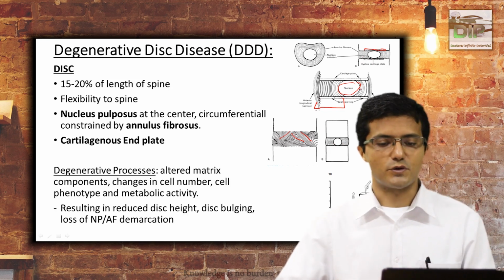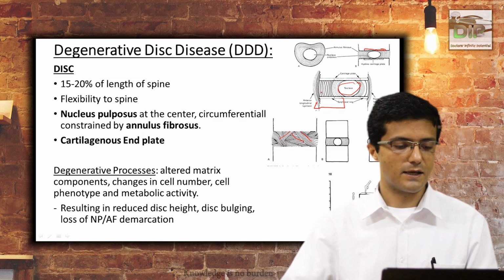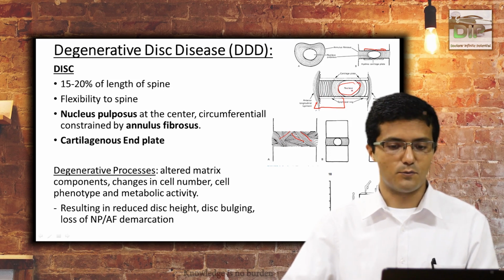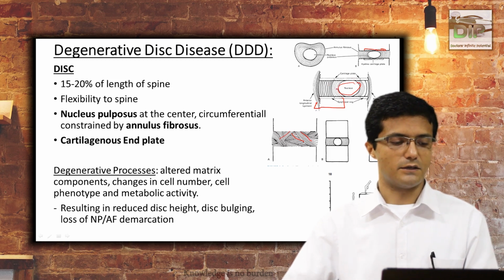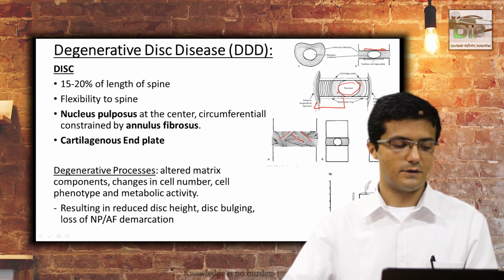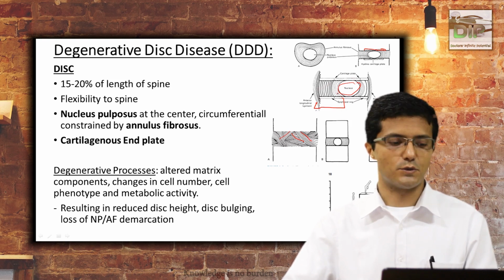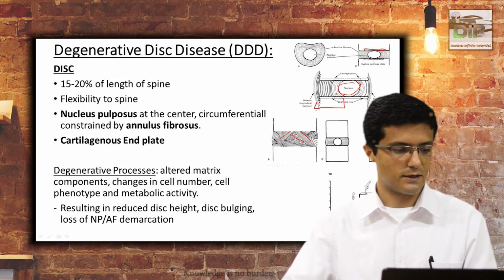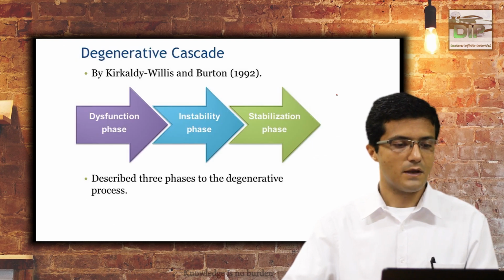The degenerative process is marked by altered matrix components, change in the cellular number, and change in cell phenotype and metabolic activities in both the nucleus pulposus and annulus fibrosus components. The resulting reduced disc height, disc bulging, and loss of demarcation between the annulus fibrosus and the nucleus pulposus is seen with degeneration.